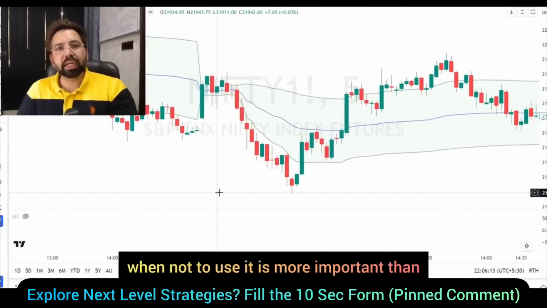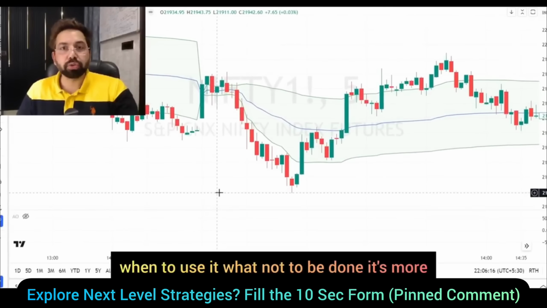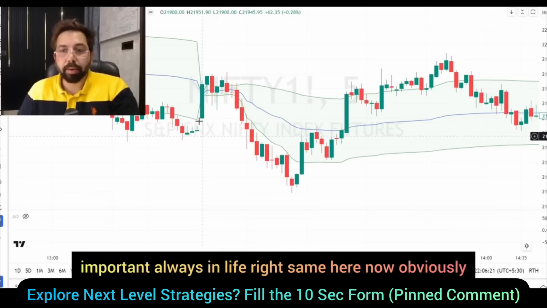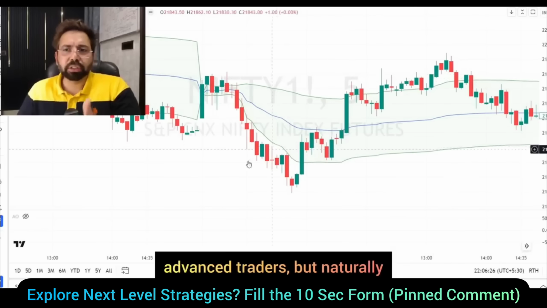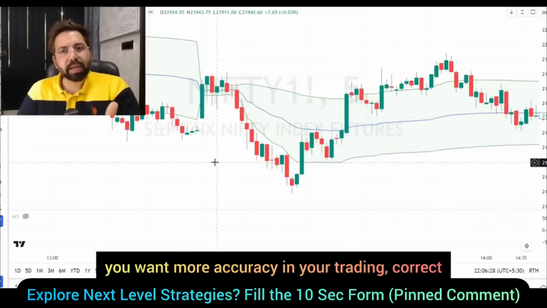When not to use it is more important than when to use it. What not to do is always more important in life, right? Same here. Now, obviously, if you trade here, it has worked maybe for advanced traders, but naturally you want more accuracy in your trading. Correct? That's what you want.